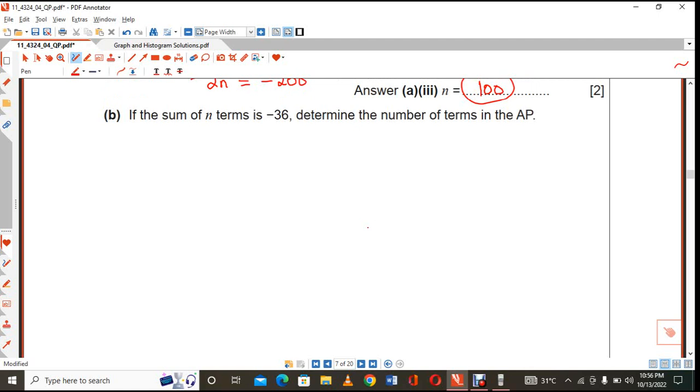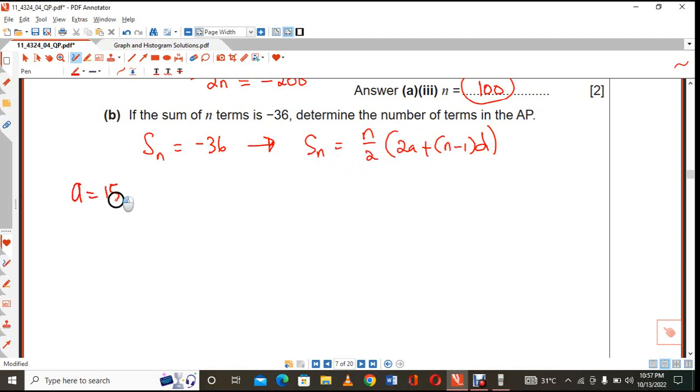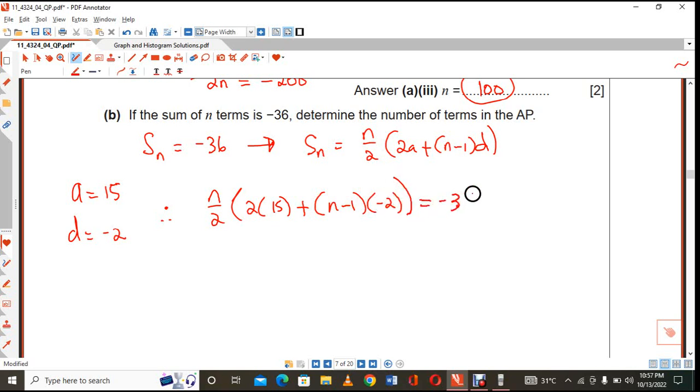They are saying find the number of terms if the sum of the terms is equal to that. Remember, the formula for S sub n is n over 2, and then you have 2a plus n minus 1 times d. This is the formula. We are supposed to find the number of terms. We know that a is 15 and d is negative 2. Therefore, n over 2 in bracket 2 times 15 plus n minus 1, because we're looking for that, times negative 2 should give you negative 36.